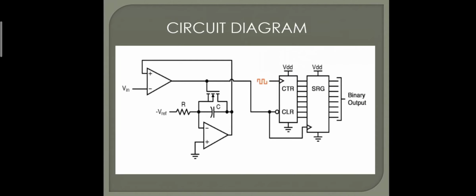The circuit diagram of a single slope ADC is shown here. The reference voltage is integrated in the integrator and the output from the integrator is compared with the input voltage in the comparator, and the final output is then passed through the control logic and the counter, and finally the binary output is displayed.